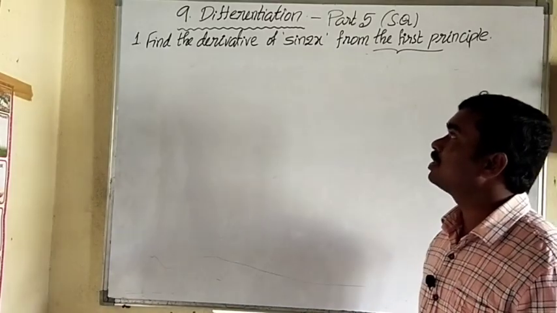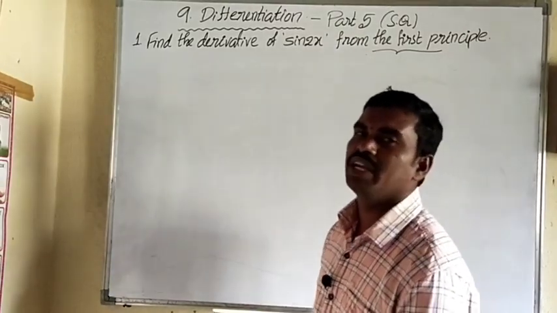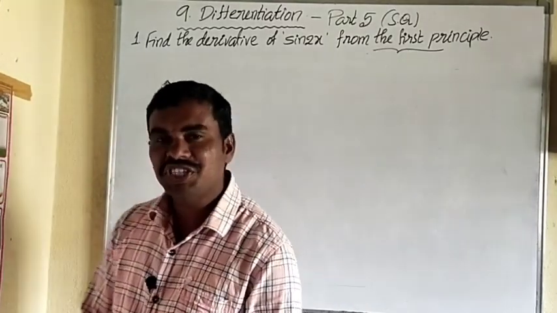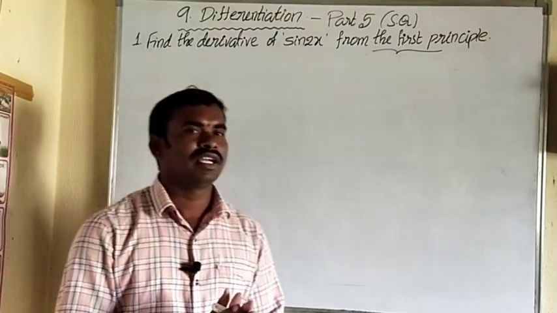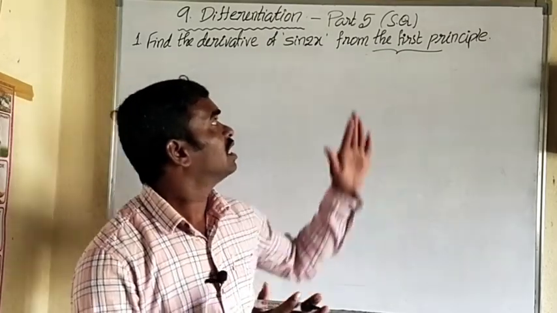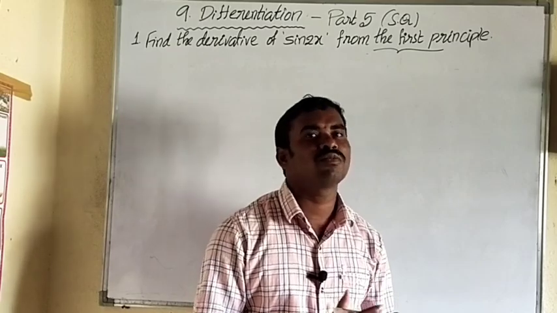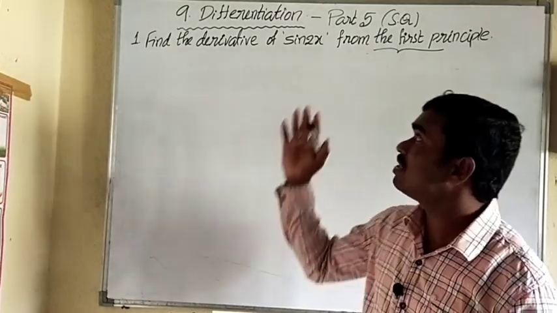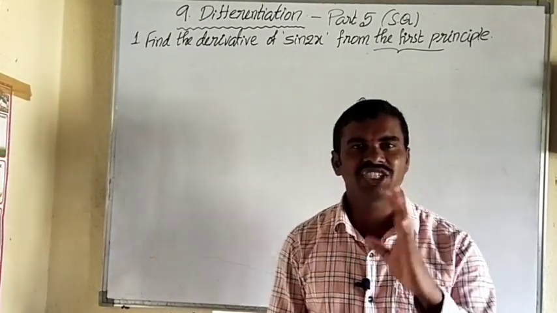Now in this class we are going to learn Intermediate First Year Maths 1B, 9th chapter, Differentiation, Part 5. In this Part 5 we will learn short questions, that is, 4 marks questions. In the previous 4 parts we completed the very short questions.